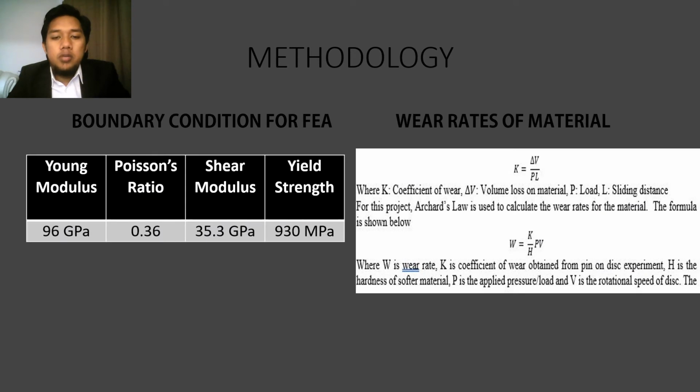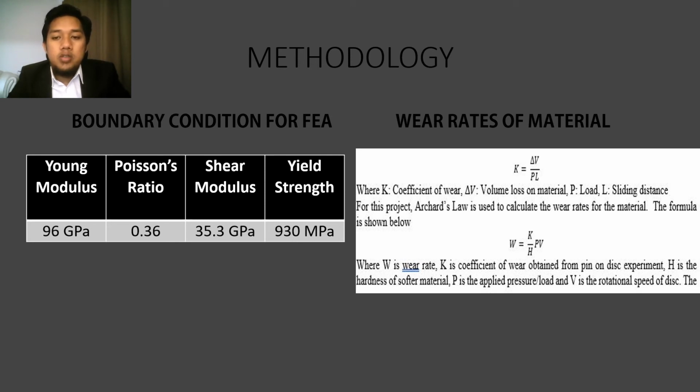Boundary condition for finite element analysis. The first one is Young modulus, which is 96 GPa. Next is Poisson ratio, 0.36. The shear modulus is 35.3 GPa, and the yield strength is 930 MPa.